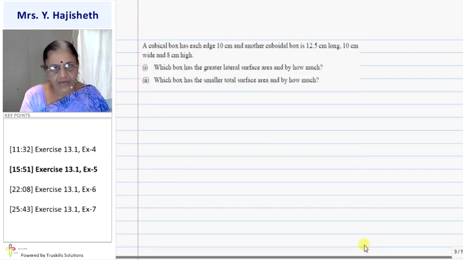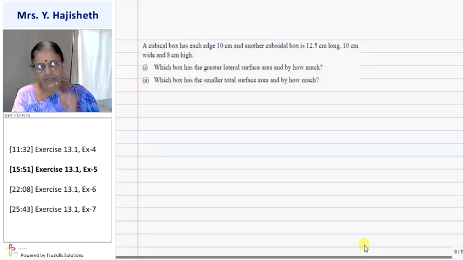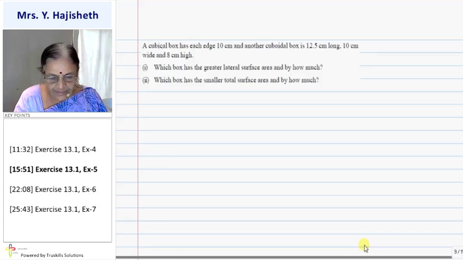A cubical box has each edge 10 centimeter and another cuboidal box is 12.5 centimeter long, 10 centimeter wide and 8 centimeter high. One is a cube and one is a cuboid. Okay. Measurements are given. Which box has greater lateral surface area and by how much? And which box has a smaller total surface area and by how much?